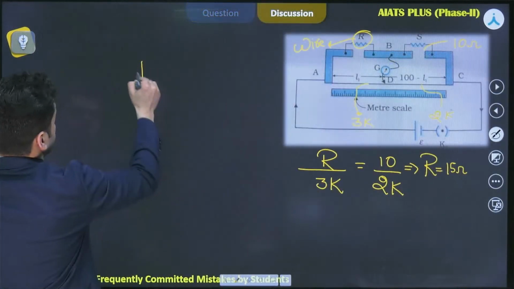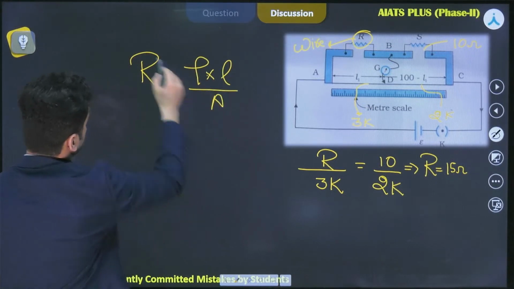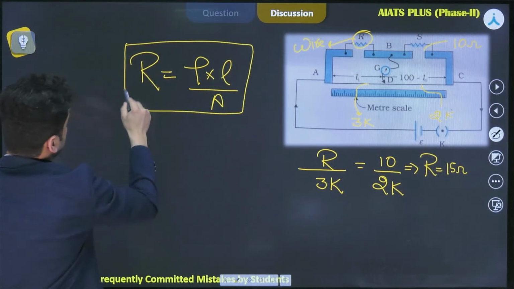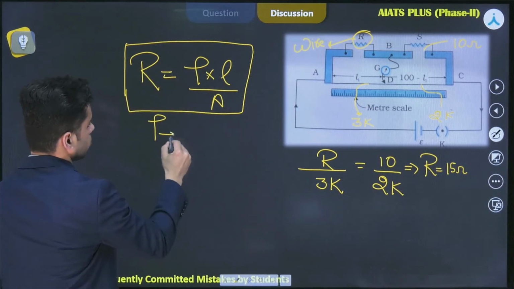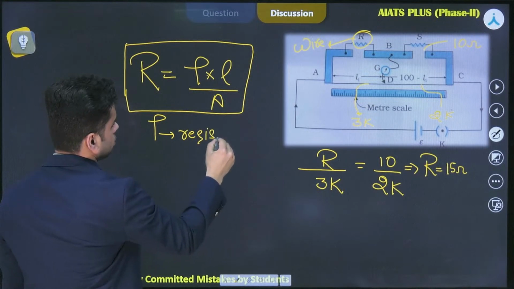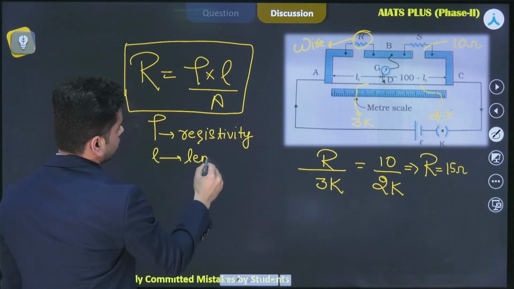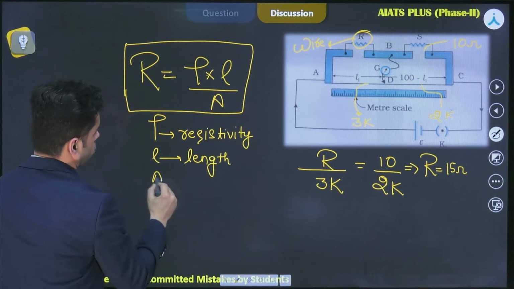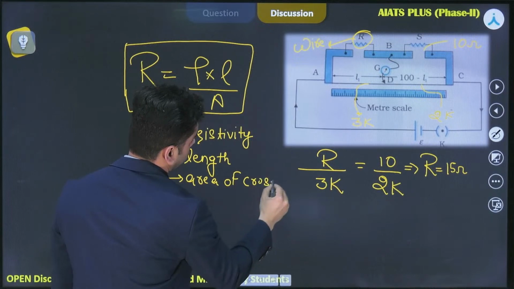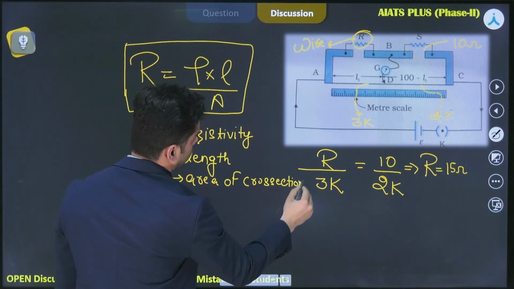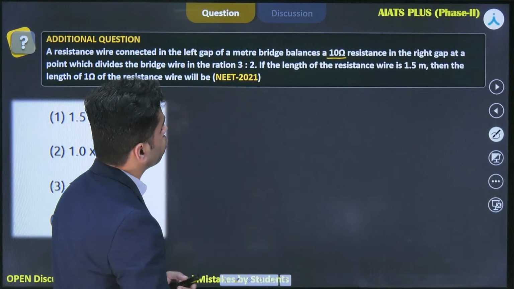So we know that the resistance of a wire is written as rho into L over A. Rho is the resistivity, L is the length, and A is the area of cross section. I hope you know all these terms. So R is equal to rho L by A.